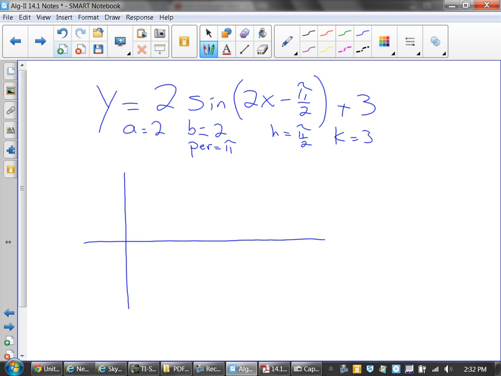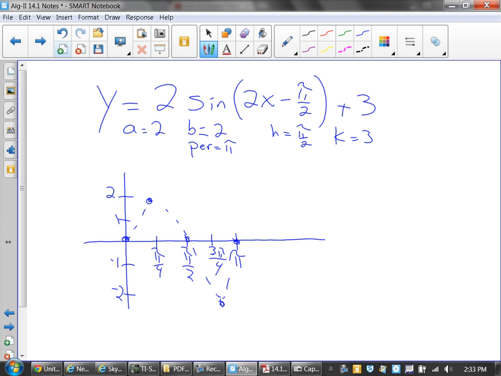Everybody agree? So if I'm starting at 2, you have those 4 points like you normally would: 0, 2, 0, -2, and 2. That means I have to move all of those points what direction? Up 3 and right. Everything has to move to the right pi over 2, and they all have to move up 3.